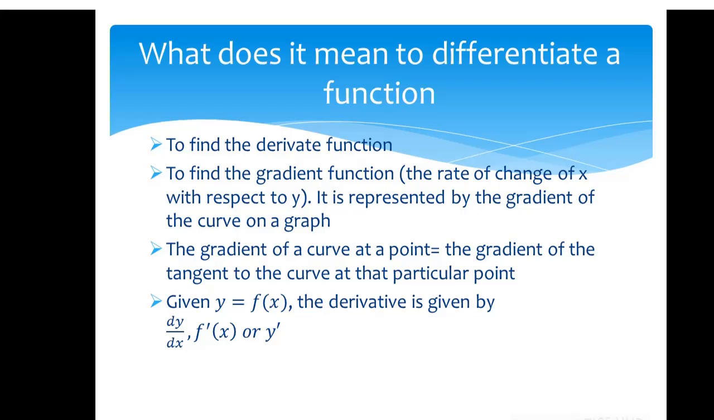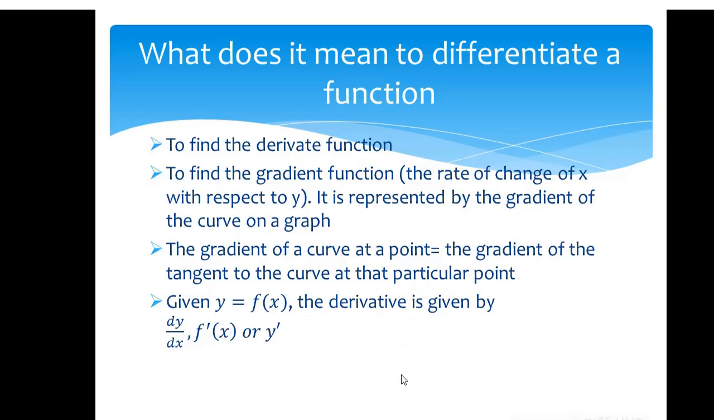The derivative of a function is also known as the gradient function. It represents the rate of change between two variables, say x and y. Unlike a straight line that has a constant gradient at any point along the line, the gradient of a curve varies depending on the point on the curve that we are considering. You will notice that the gradient of a curve at a point is equal to the gradient of the tangent to the curve at the point that we are considering.